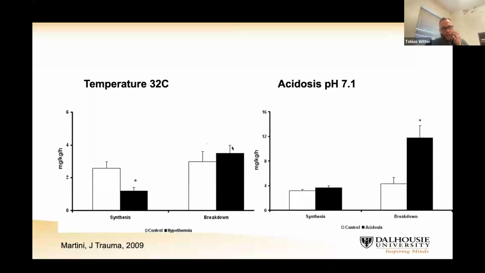If our patient, however, is hypothermic, we can see that specifically for fibrinogen, our synthesis is down. Breakdown is not so much impacted by hypothermia, but the synthesis of fibrinogen is severely decreased. If our patient is acidotic, we can see that the synthesis is not as much impacted, but the breakdown is significantly higher if our patient is acidotic.